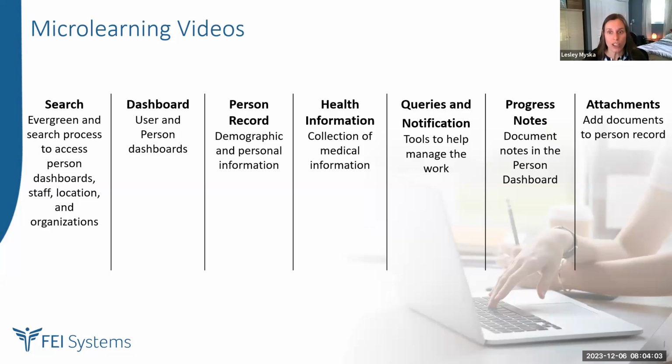And these videos provide training on the following topics: the search, which is an introduction to Evergreen and how to use the search functions to access person records, staff records, locations, and organizations. Dashboards. In Evergreen, there are two different dashboards. There's one for the system user, which is you, and then there's one for each of the persons that we serve. There's a micro-learning video on the person record itself, which is where we capture all of the demographic and personal information related to that individual.